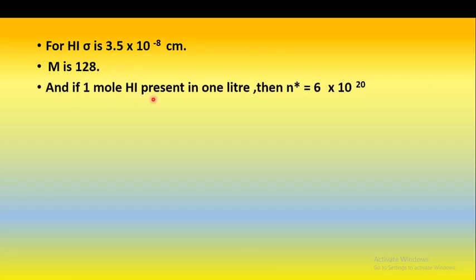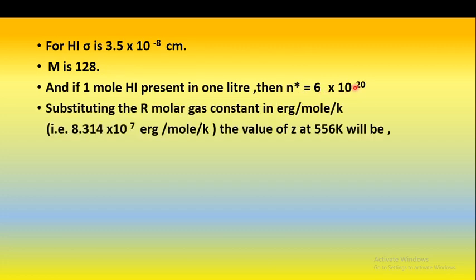For HI, the value of sigma is 3.5 into 10 raised to minus 8 centimeter, and the molecular weight M is 128. If 1 mole of HI is present in 1 liter, then N star is 6 into 10 raised to 20. The molar gas constant R in erg per mole per Kelvin is 8.314 into 10 raised to 7.